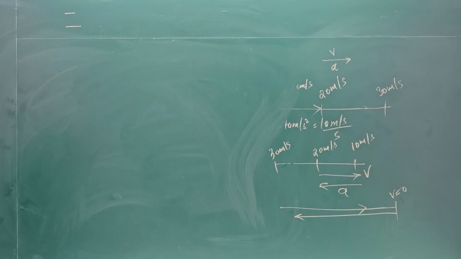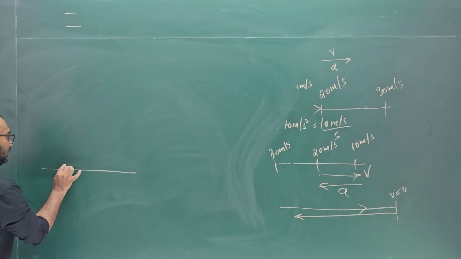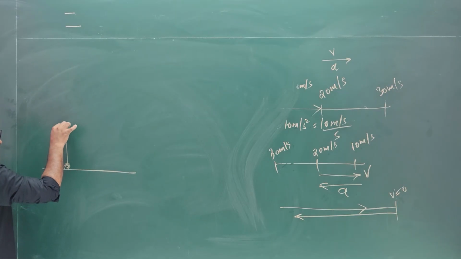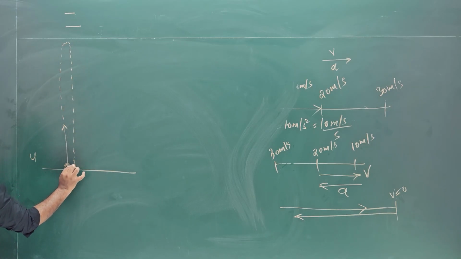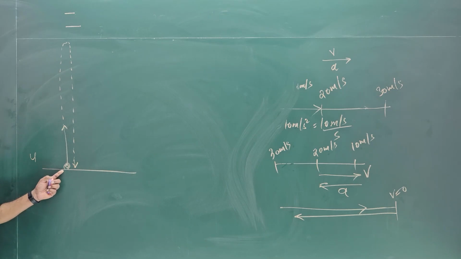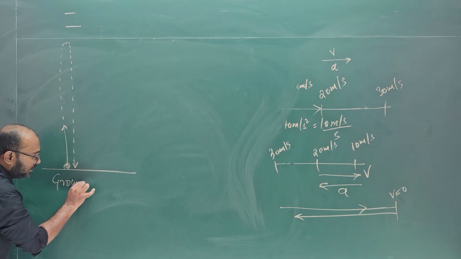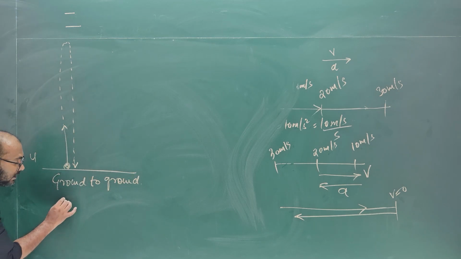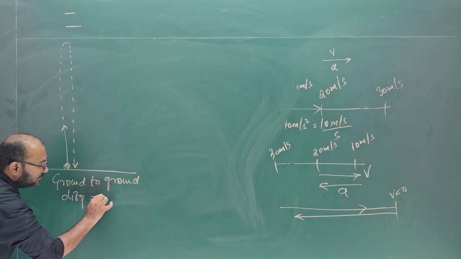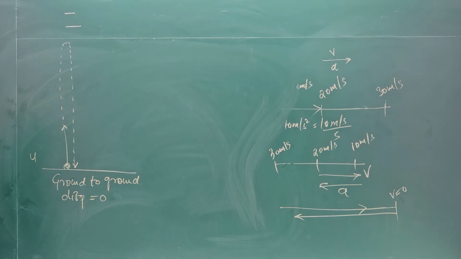Okay, now listen to me. Consider an object is thrown in the upward direction with initial velocity u. The object reaches the maximum point, then it hits back the ground. Thrown from which point? Ground. Reaches which point? Ground. What is the net displacement? 0. So whenever I am talking about ground to ground, can I say that displacement is 0?